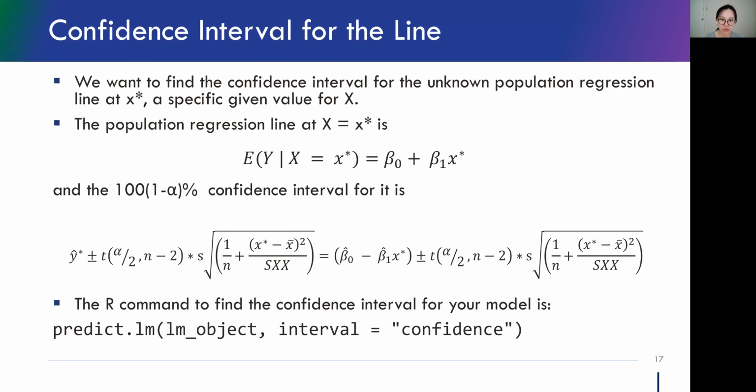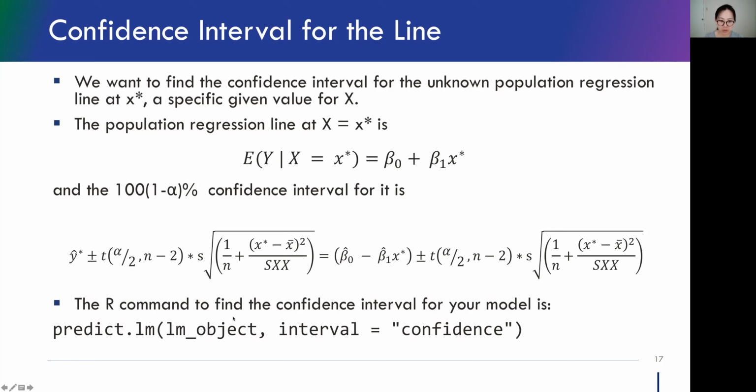But here we're looking for the confidence interval for the regression line for y. So this is different from previously because we're working on different things, but the whole structure of how to get a confidence interval is the same. It's just the estimate plus or minus this t value times the standard error of the estimate.